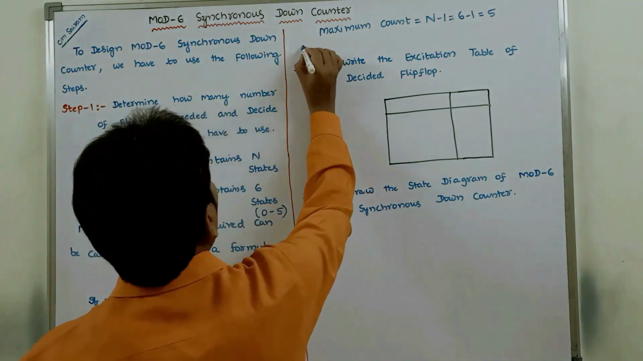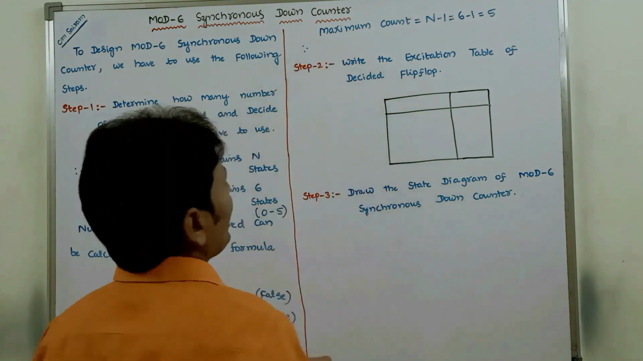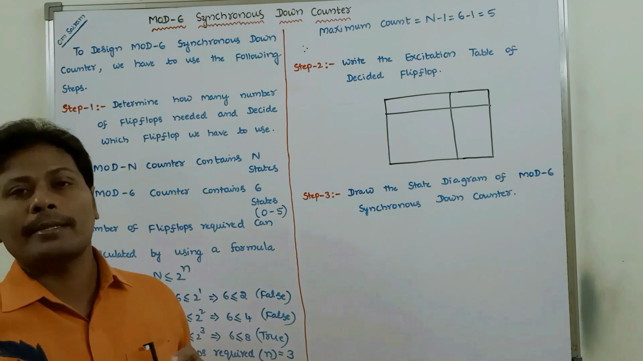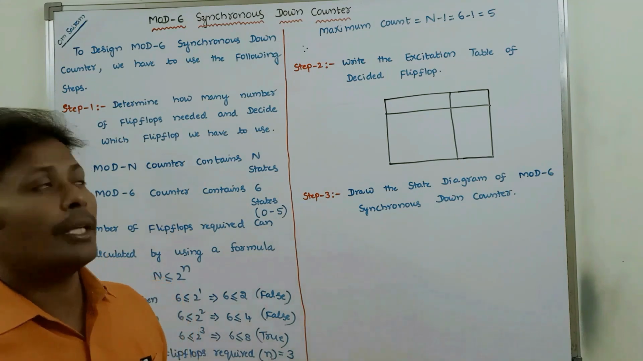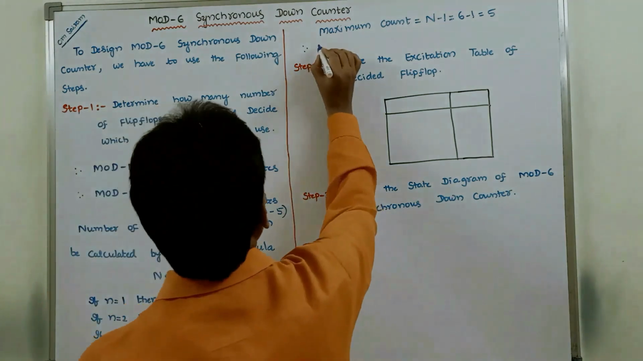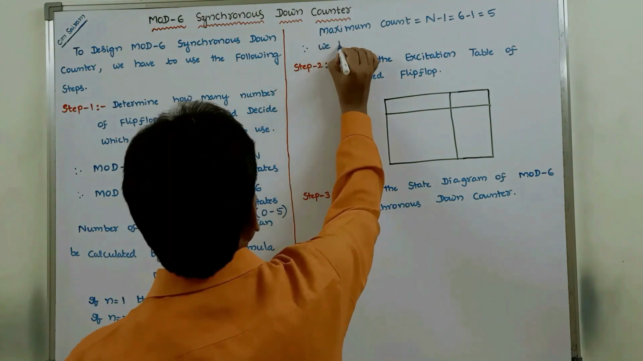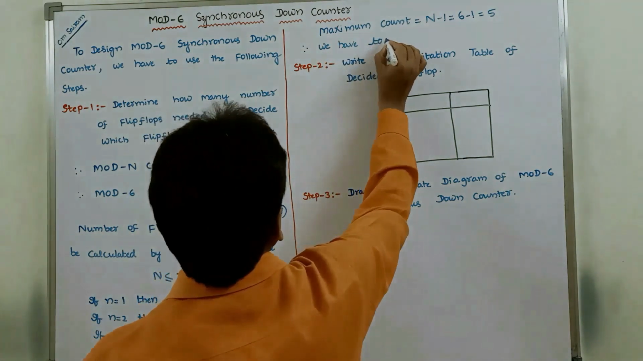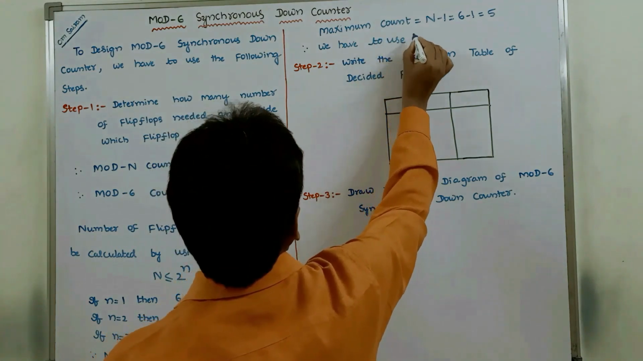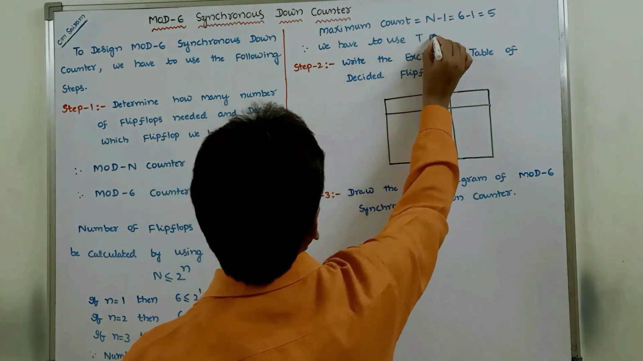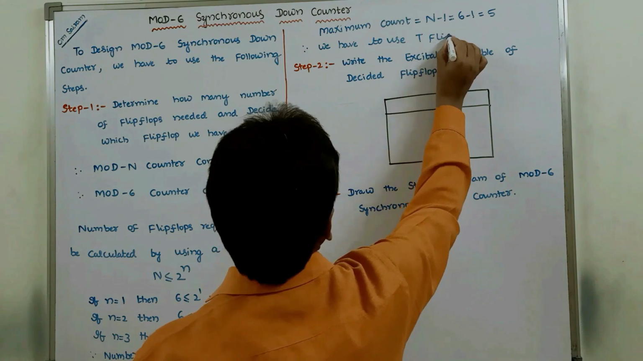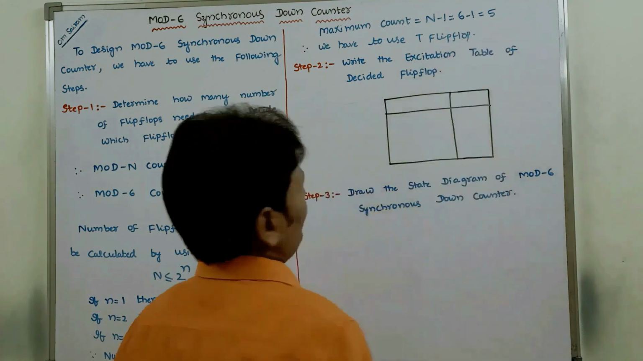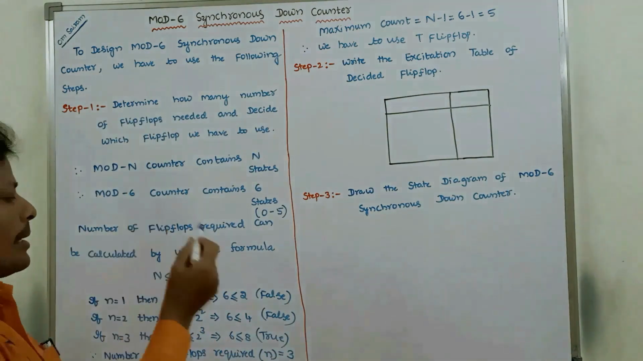Next one, we have to use either JK flip-flop or T flip-flop to design mod 6 synchronous down counter. Here we have to use T flip-flop to design mod 6 synchronous down counter. So this is the first step.